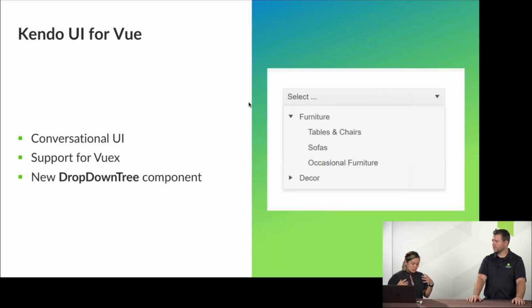So it's a really great tool to basically make sure it's a centralized store for all your components, to make sure that state is handled in a reliable and predictable way. So it's very, very handy for Vue. So we're extremely excited that we are supporting that now. And one of the new components we have is the new DropDownTree.